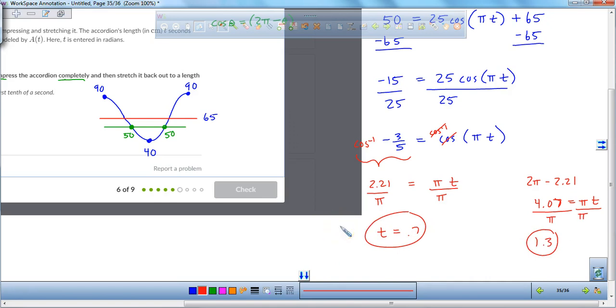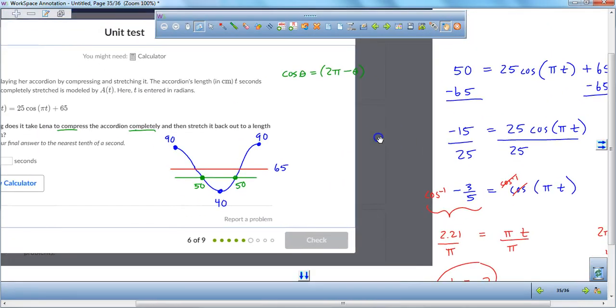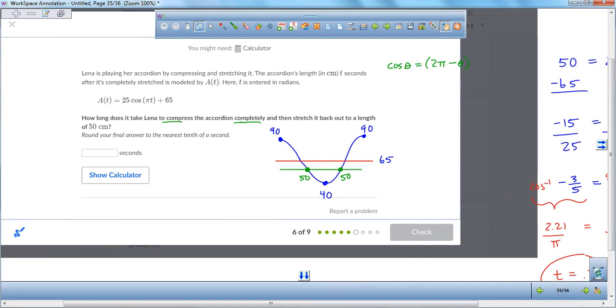Now what we're going to do is type all this into Desmos and see if we did everything correctly. I think it's going to be 1.3. Let's see if I made a mistake. If I did, well, we'll find out, because we're going to type it into Desmos and check our work.